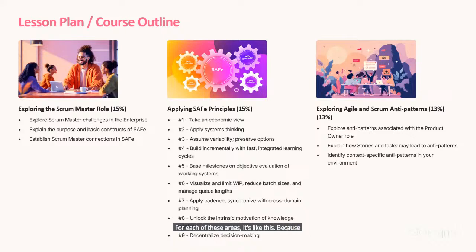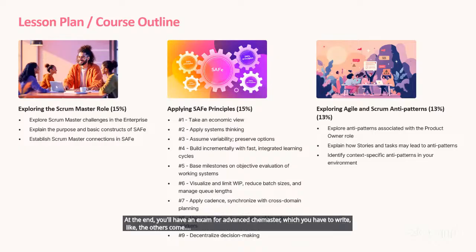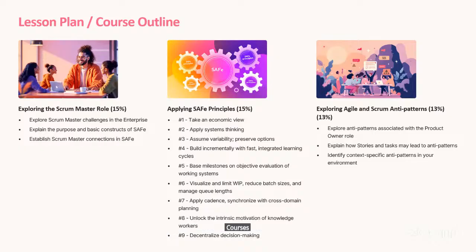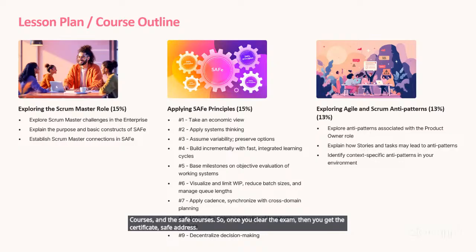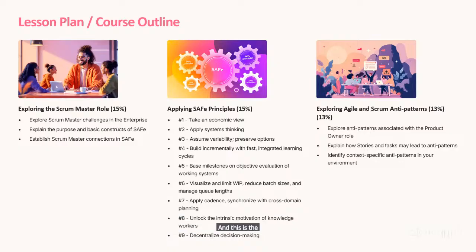Because at the end, you will have an exam for Advanced Scrum Master, which you have to write, like the other Scrum courses and the SAFe courses. Once you clear the exam, then you get the certificate, SAFe Advanced Scrum Master. And this is the weightage in the exam for some of those areas. So 15% of the questions will come from this area.